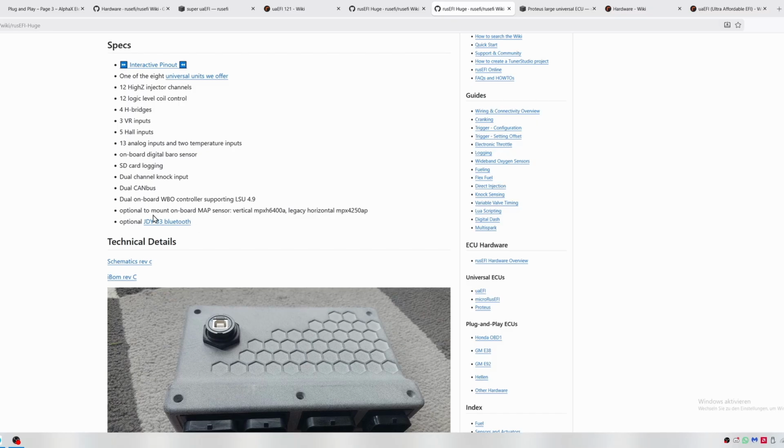And the same thing here, an onboard map sensor possibility, so for example the MPX 6400 or the 4250, although my suggestion would always be the 6400, because you have a lot more pressure range there. And you can also add Bluetooth.